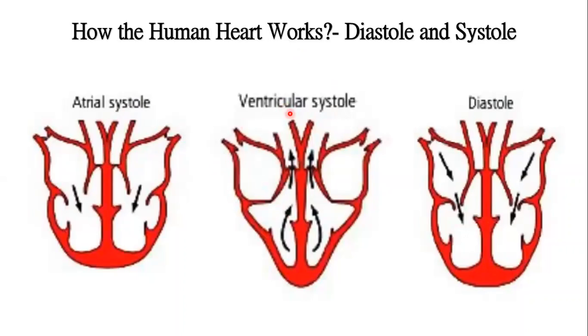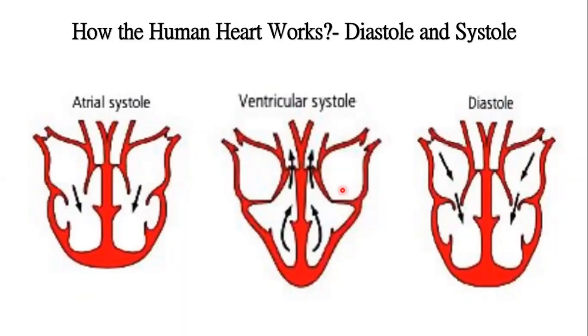During ventricular systole, the atrioventricular valves close and the semilunar valves open because the ventricles are contracting. Okay? During diastole, the atrioventricular valves open and the semilunar valves close. So the semilunar valves are closed during diastole and during atrial systole. Okay, these are the two times when the semilunar valves would close.